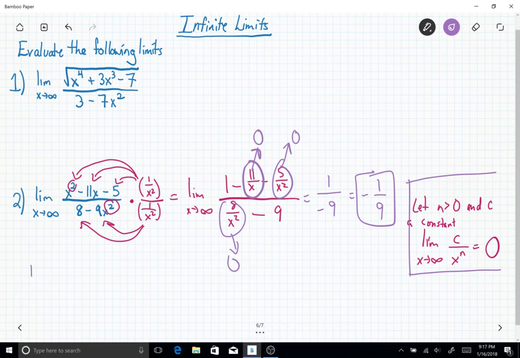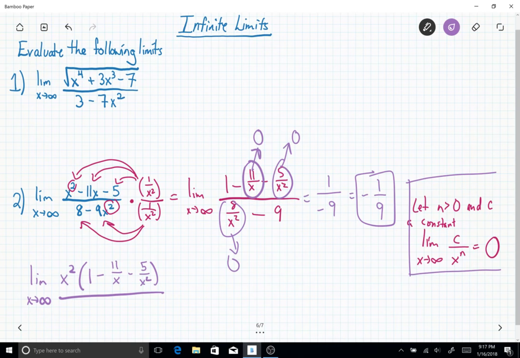It's not the only way, though, as I mentioned. Some people like to factor. So if you like factoring, you could have factored out an x squared. x squared times what gives you x squared? Well, that'd be 1. x squared times what gives you 11x? Well, that'd be 11 over x. x squared times what gives you negative 5? Well, that'd be negative 5 over x squared.